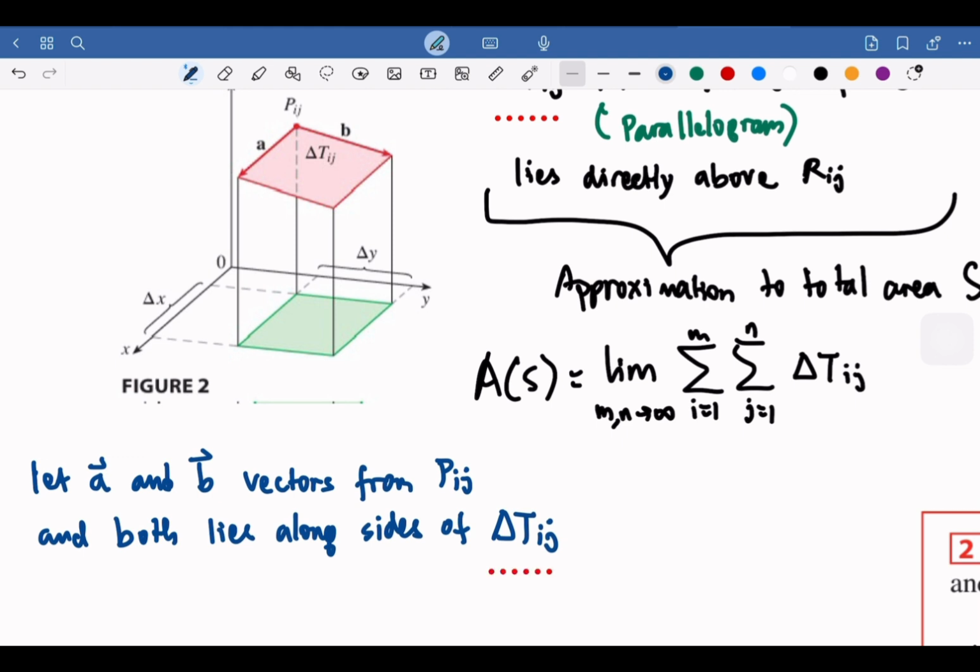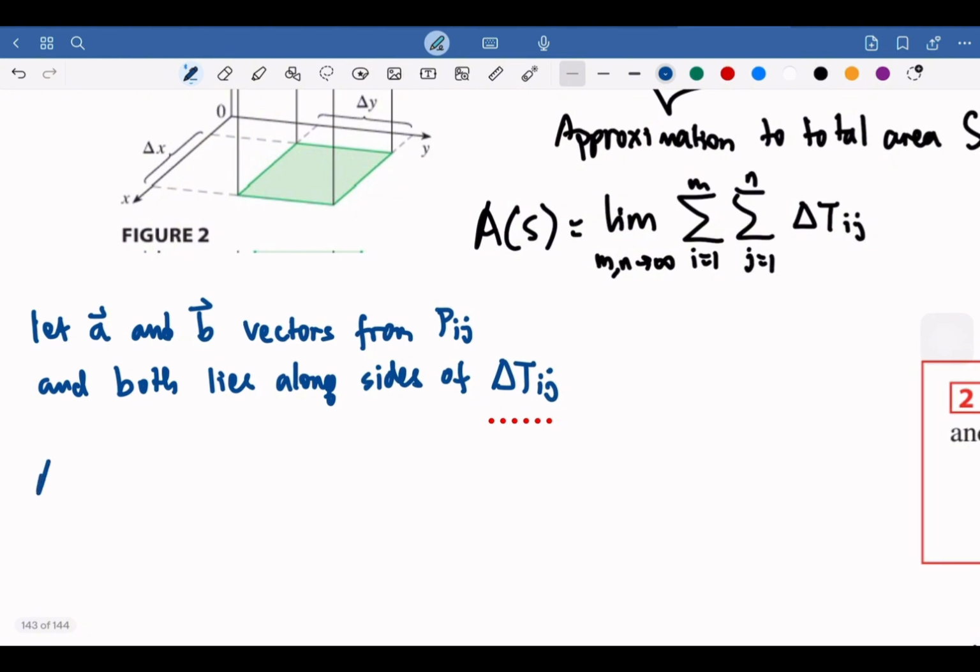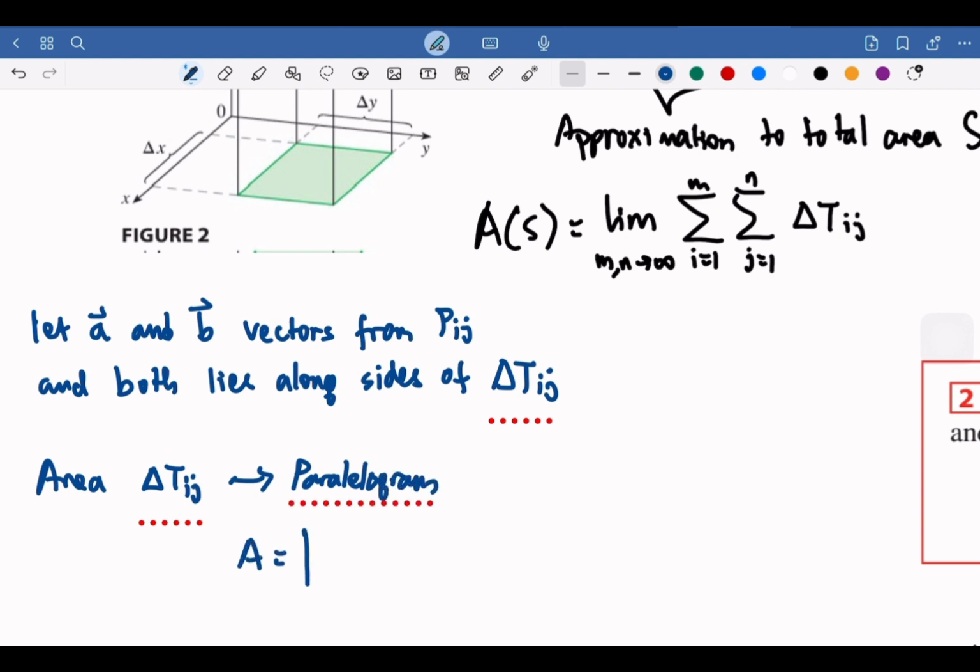And then we can also relate the area for the delta T, for it is the area of a parallelogram, which we can write as the cross product, or the magnitude of the cross product A cross B.